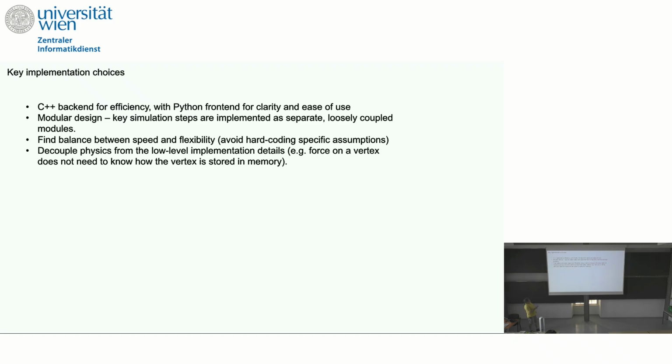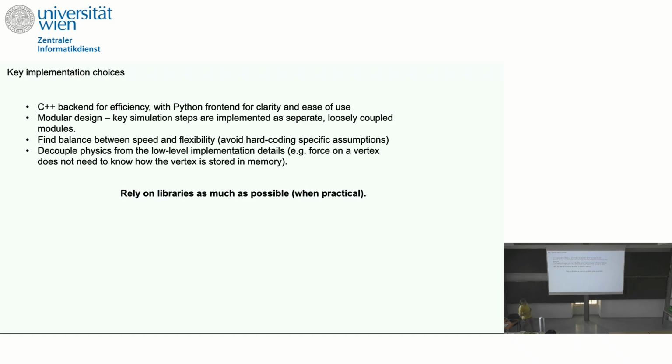I'm going to find the balance between speed and flexibility. As I said, I want my code to be flexible, but I don't want it to be completely flexible. I'm going to make some assumptions. And I want to decouple as much of the physics as possible from the low-level implementation. This becomes important because if I want somebody else to work on my code, I want them to be able to relatively quickly implement a new physics without, again, having to understand the memory management model I use.